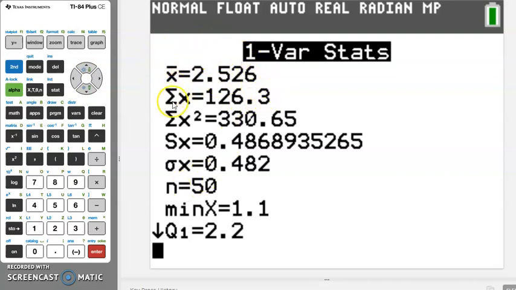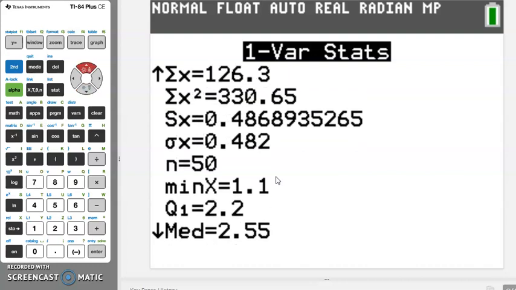So we're interested in the first one here, the mean. This is the sum of the numbers added up, if you were doing it by hand. We're not interested in the sample standard deviation. We're interested in the sigma here. And we notice n is 50, so we know we've entered in the 50 pieces of data. We also have the median here. Median is 2.55. That's because if you look up at your list, 2.5 and 2.6 are your middle pieces of data, and then you take the average of those to get that.